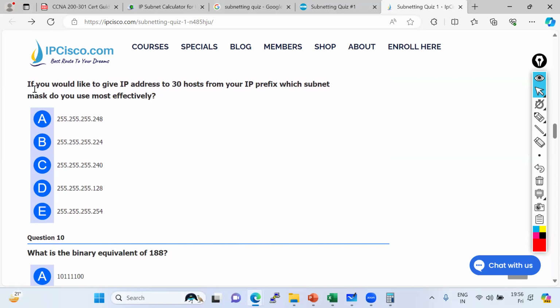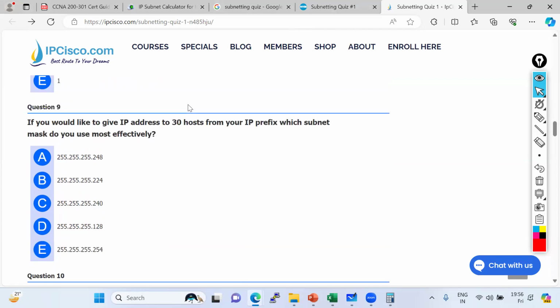Now you just tell me, if you need 30 host addresses, which subnet mask are we going to use to get the 30 hosts? I'm just writing something, 1 second. Okay, so if you would like to give IP addresses to 30 hosts from your IP prefix, which subnet mask do you use most effectively for 30 hosts?